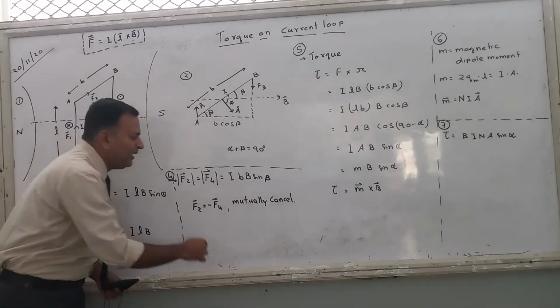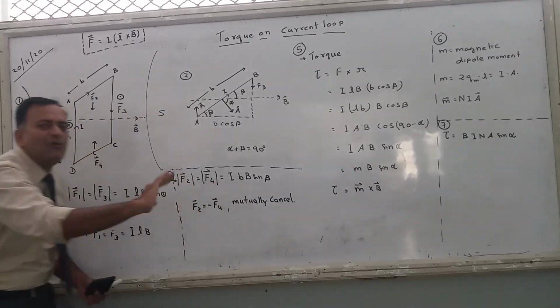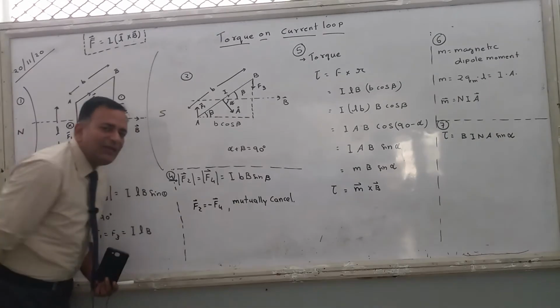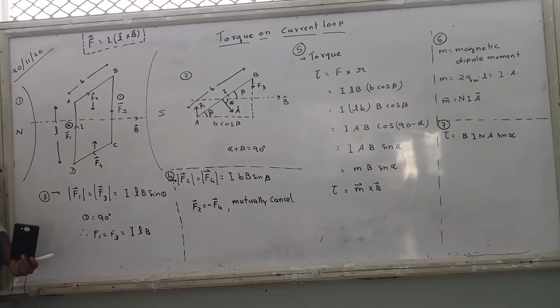So what will happen? They will mutually cancel out each other. That means forces will be there, but they will mutually cancel out. They will not have any effect. Torque will also not be formed by them because the line of action is the same.